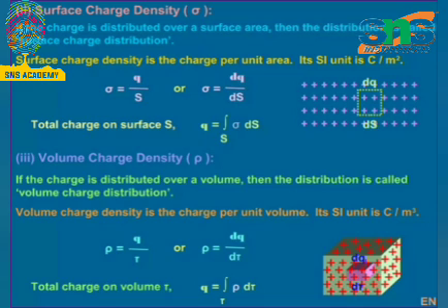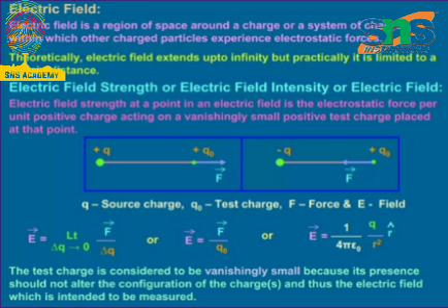The next topic is surface charge density, which is denoted by sigma. If the charge is distributed over a surface area, then the distribution is called a surface charge distribution. Surface charge density is the charge per unit area. Its SI unit is C per meter square. Sigma is equal to Q by S, or sigma is equal to dQ by dS. So total charge on surface S is equal to integral of sigma dS.